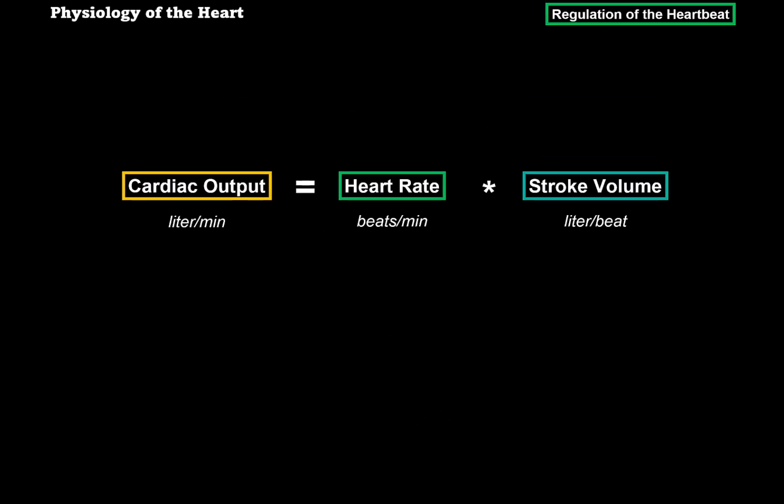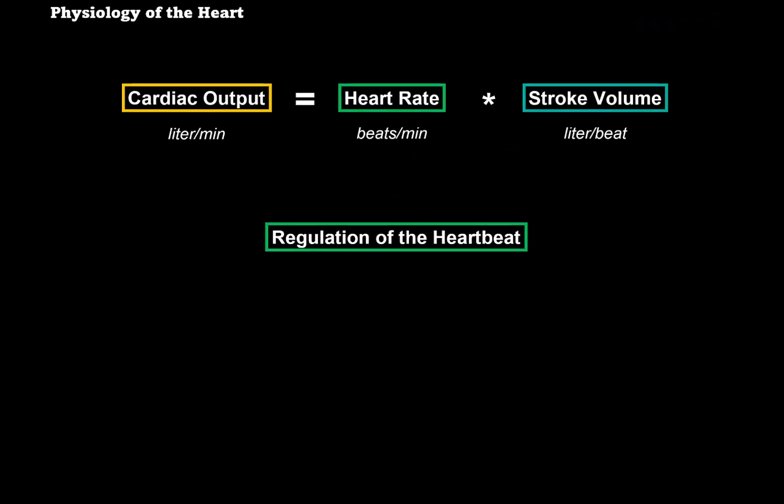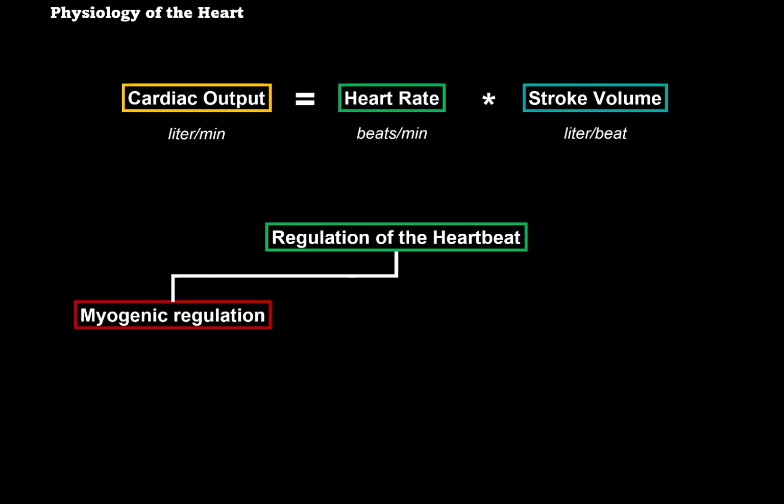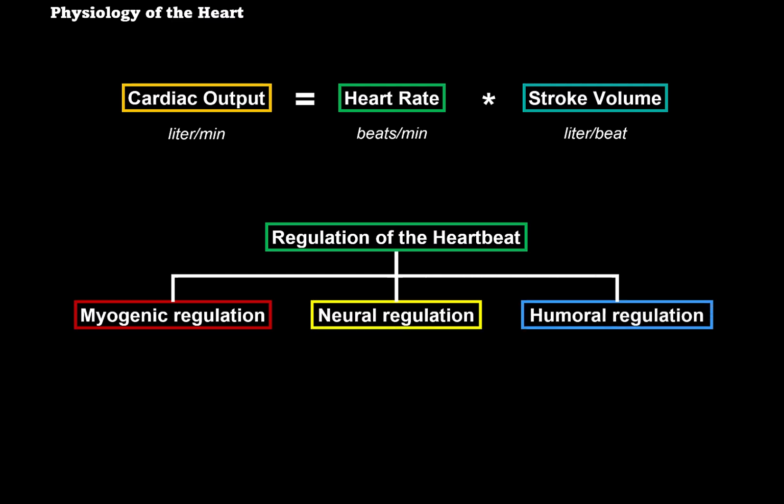So I will give you the most important ways that the body can regulate our heartbeat, and we can divide them into myogenic regulation, neural regulation, and humoral regulation. There are many ways to classify this, but I find this method the easiest. I'm going to give you just enough info about each of these so you become an expert on how our body actually regulates the cardiac output.